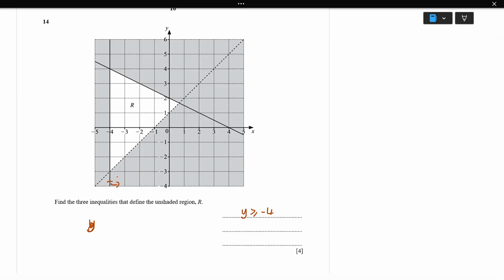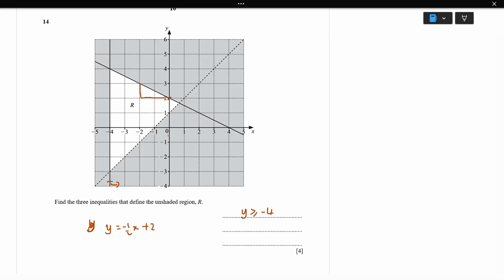Next one, so I'll take this line. Here is a negative gradient. So first I'll write the equation y equals mx plus c. The intercept point is going to be 2, and the gradient is 1 over 2. It's going negative, so negative 1 by 2 x.